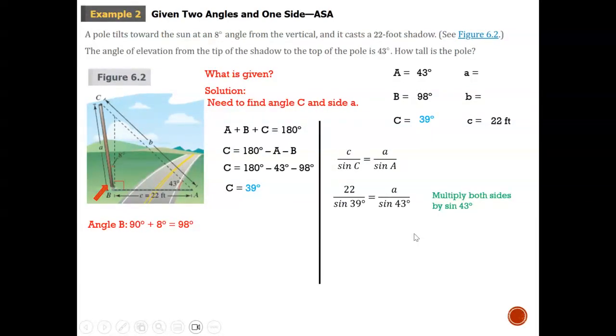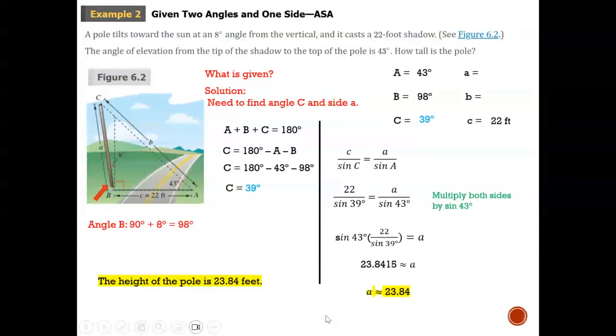We multiply both sides by sine of 43 degrees. It's going to give us sine of 43 degrees times 22 over sine of 39 degrees. So it's going to be 23.8415. I think we should round to two places, so it's going to be 23.84. So the height of the pole is 23.84 feet. That's how we find the height of the pole.